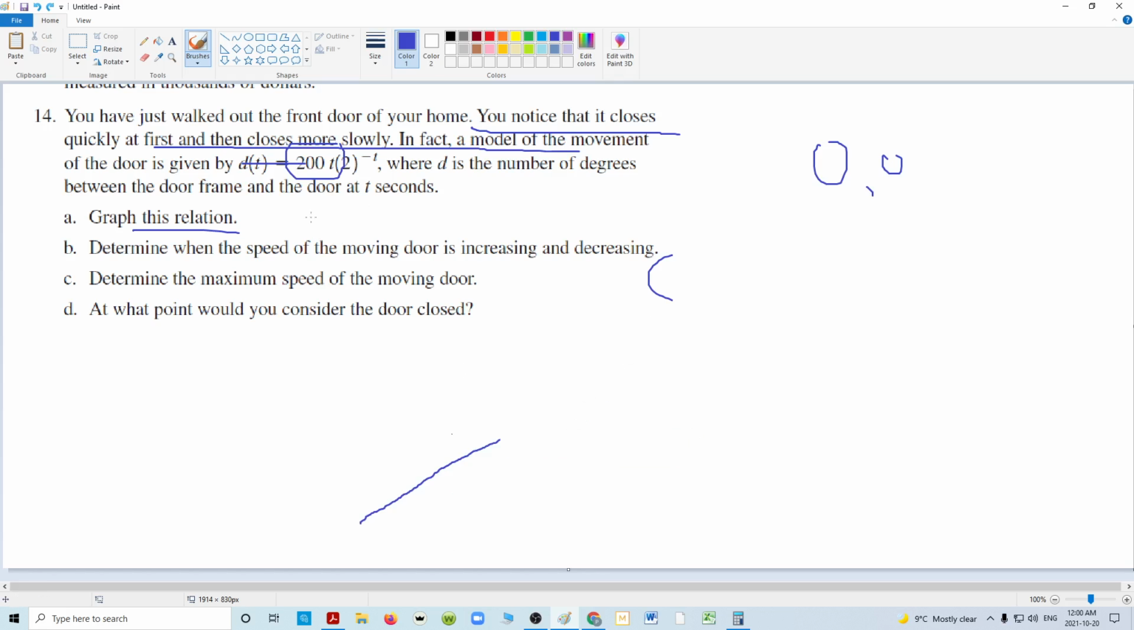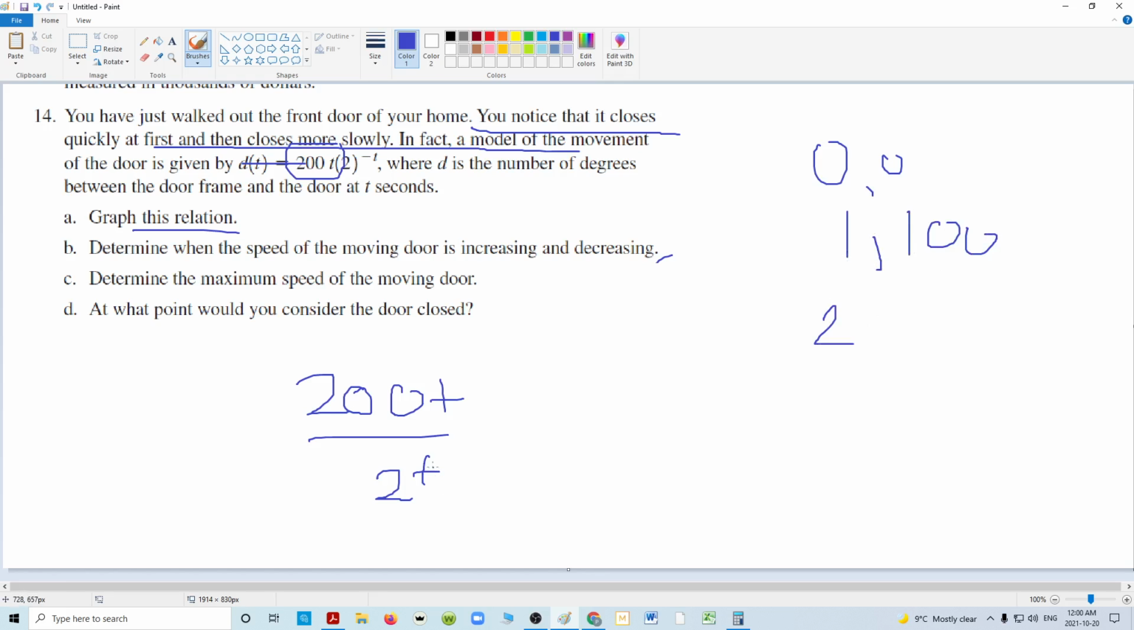Interesting. Let's just take some numbers, though. So there's definitely 0, 0. What happens at 1? Let's rewrite it: 200 times t over 2 to the t. So at 1, we get 200 divided by 2. And at 2, we get 400 divided by 4. Interesting. Which I think that'll stop it. So there's probably a max somewhere in there.